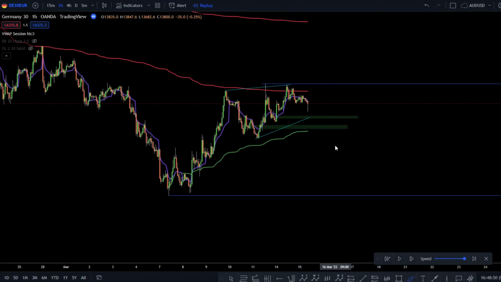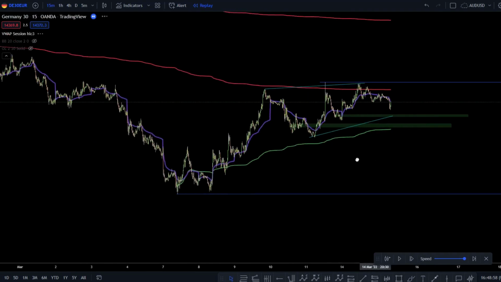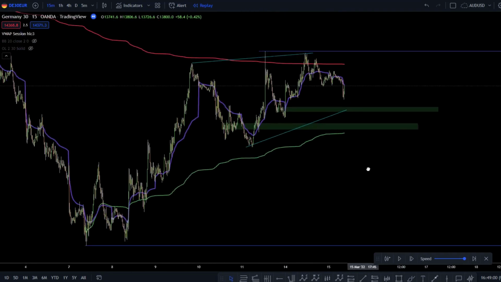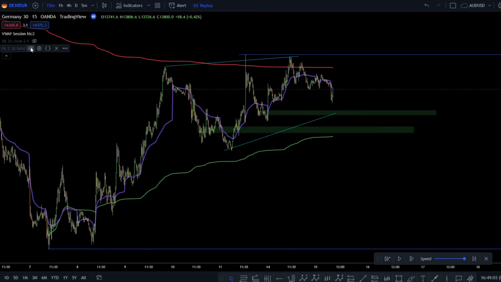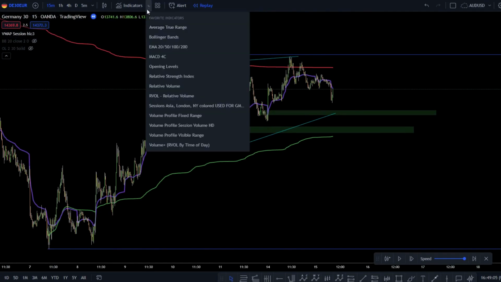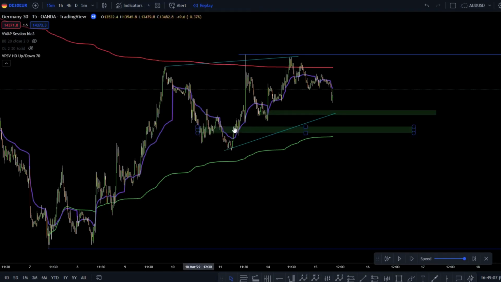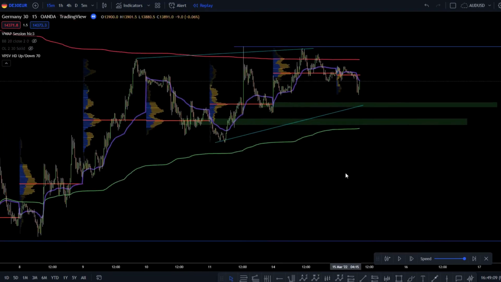Then I take a look at these areas here. I've marked two areas. Why? Because I took a look at the volume. I took a look at how and where the volume was last week. I did this by using volume profile. Give me a sec. Volume profile. Look at this.